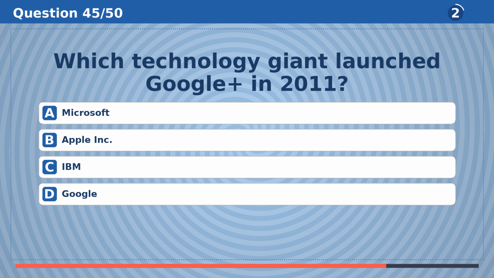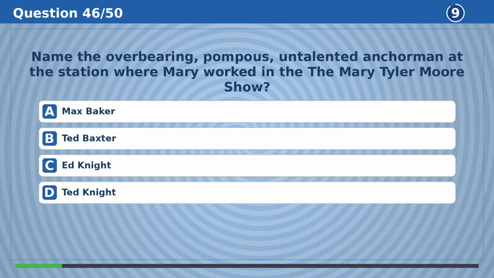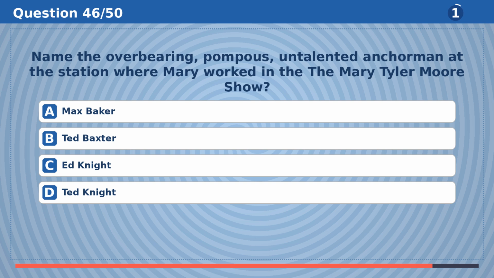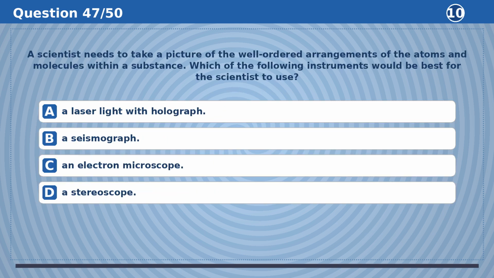Which technology giant launched Google Plus in 2011? The answer is D. Google. Name the overbearing, pompous, untalented anchorman at the station where Mary worked in The Mary Tyler Moore Show. The answer is B. Ted Baxter.